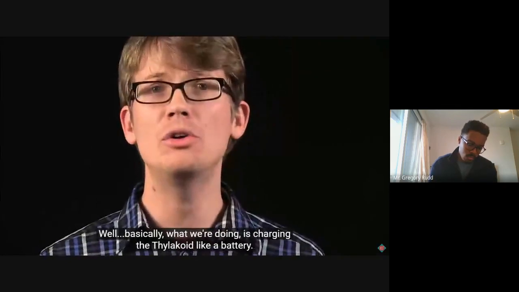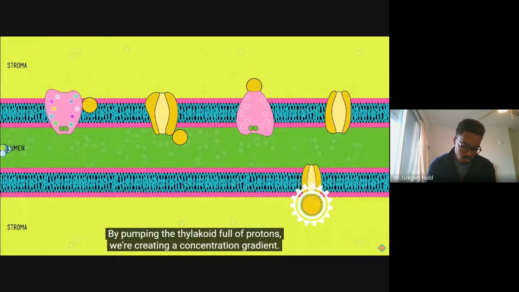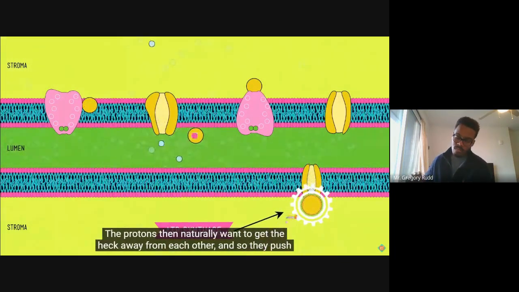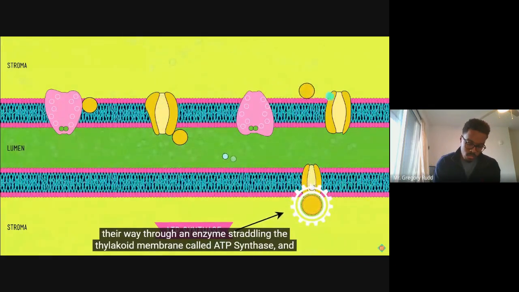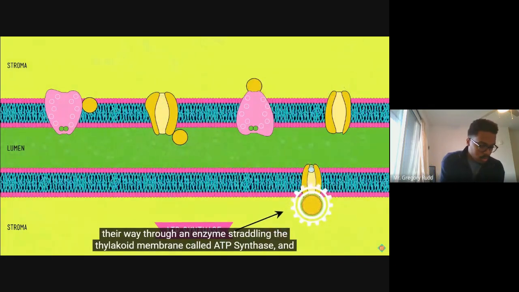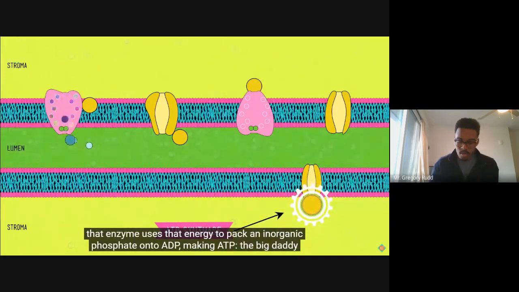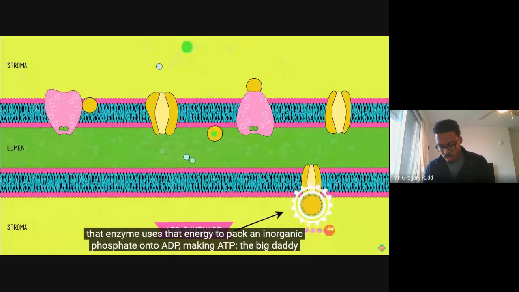Well, basically what we're doing is charging the thylakoid like a battery. By pumping the thylakoid full of protons, we're creating a concentration gradient. The protons then naturally want to get the heck away from each other, and so they push their way through an enzyme straddling the thylakoid membrane called ATP synthase. And that enzyme uses that energy to pack an inorganic phosphate onto ADP, making ATP, the big daddy of cellular energy.